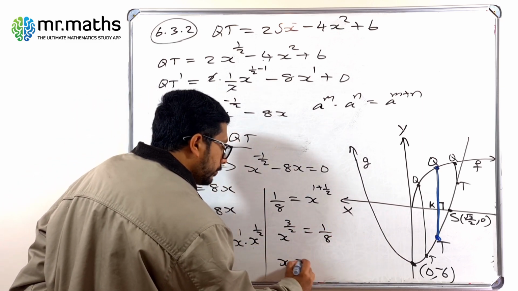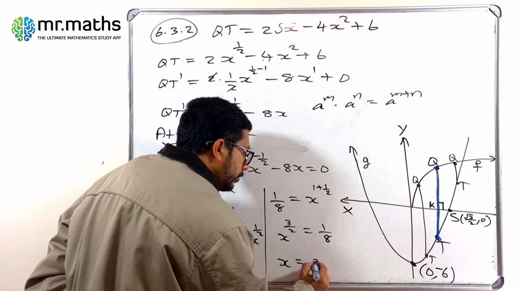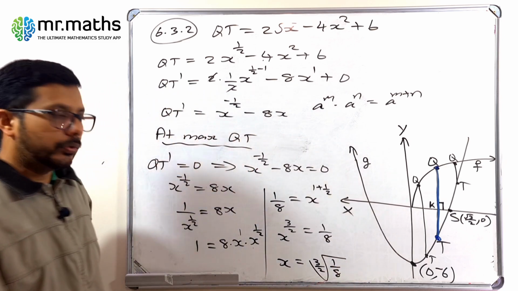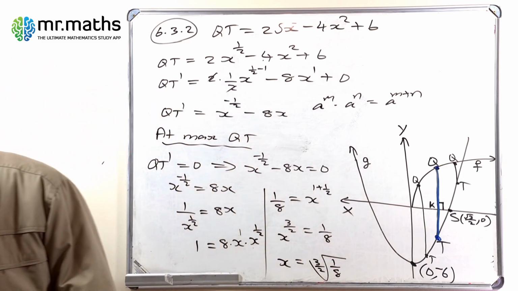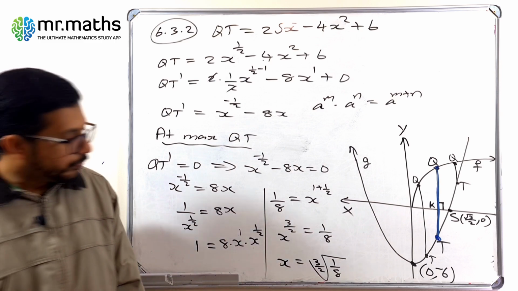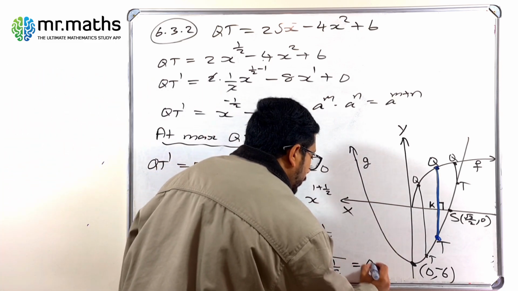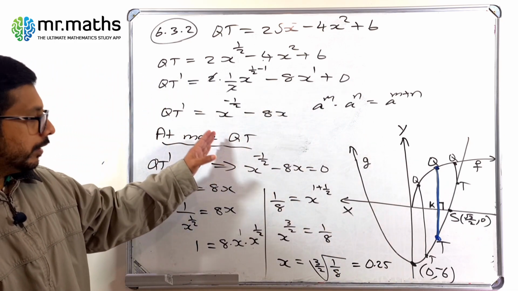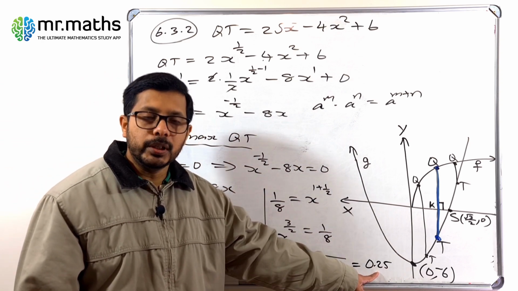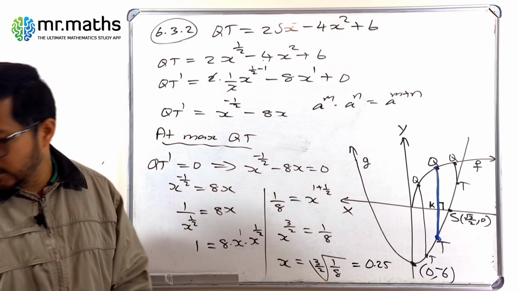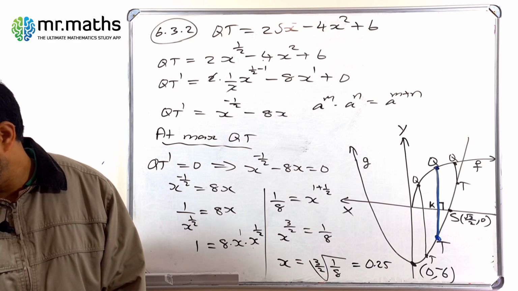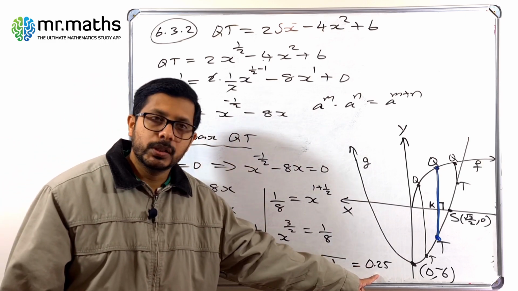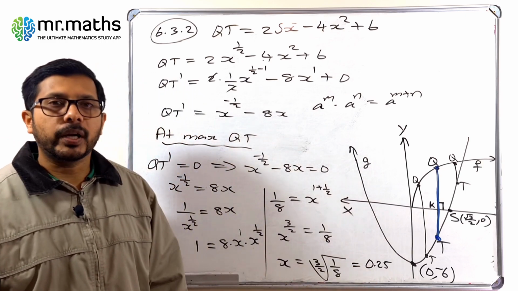So now how can you find x? 3 by 2 or root of 1 over 8. Now check in your calculator. What is x? 0.25. So it means that the maximum value of qt is when x is equal to 0.25. Okay, so this is not the maximum value. Look at the question, calculate the maximum value of qt. Okay, so at the maximum value of qt, what is the x value? 0.25. So how can you find the maximum value?